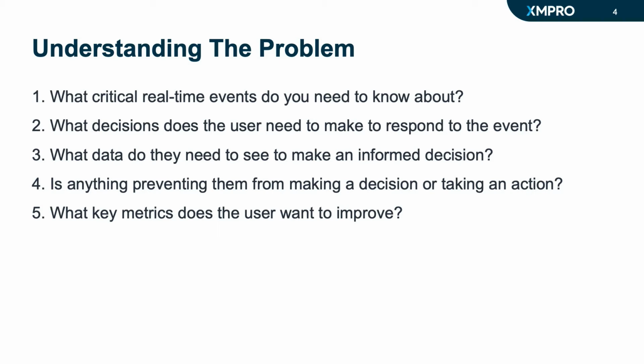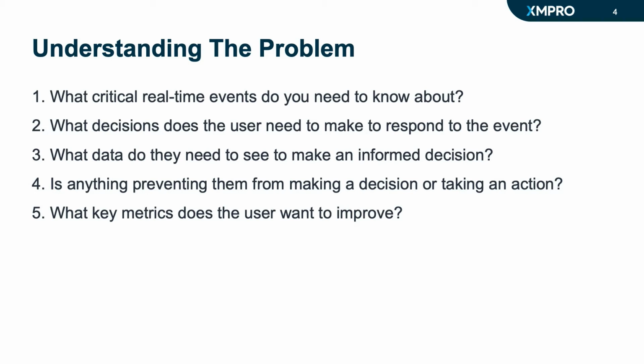Firstly, what critical real-time events do you need to know about when it comes to this problem? So if we want to prevent downtime on our boiler feed pumps, the critical real-time events that we should know about are things like spikes in temperature or vibration going above a certain threshold.